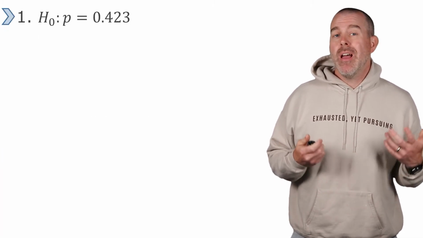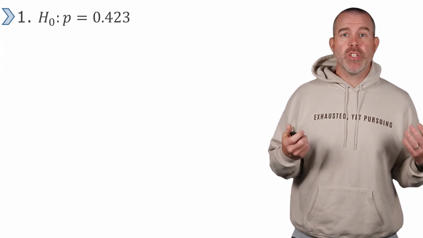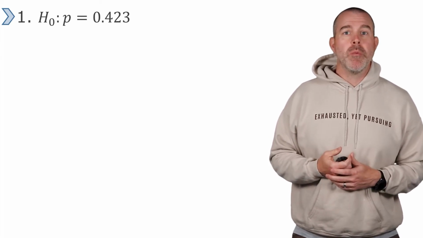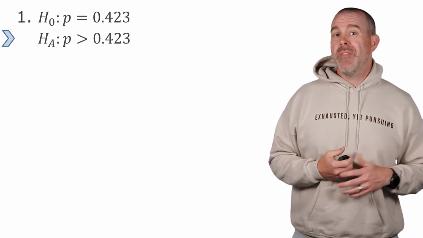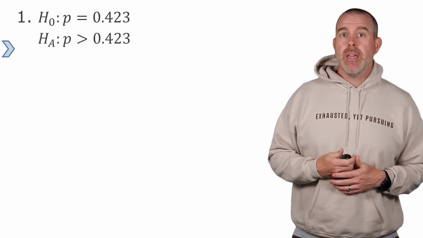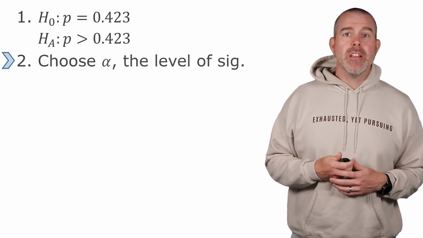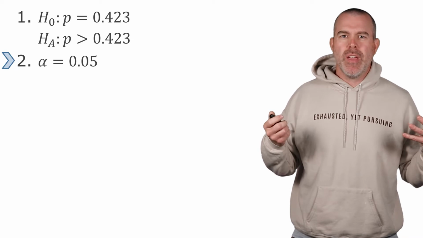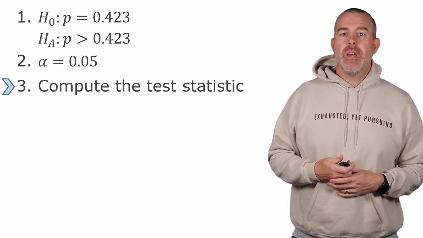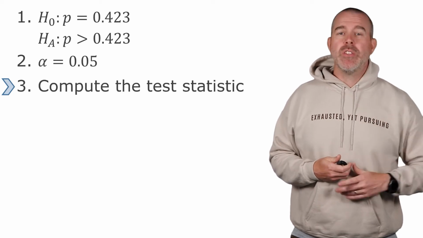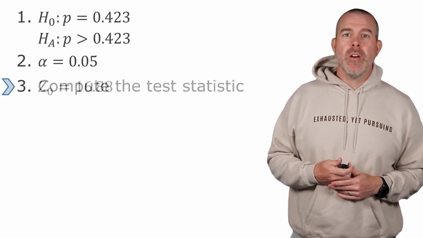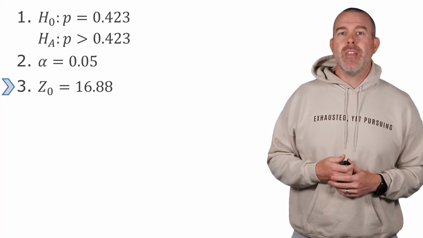For our example, our null hypothesis was that the proportion of people who have an associate's degree or more is the same as the population, 0.423. Our alternative is that we think it's greater than. The alpha, the level of significance, let's just use the default, 0.05. It's a pretty common one to use for your threshold. The test statistic, I'm not going to go into how this is computed. That'll be in the next video. But that's actually a z equals 16.88.